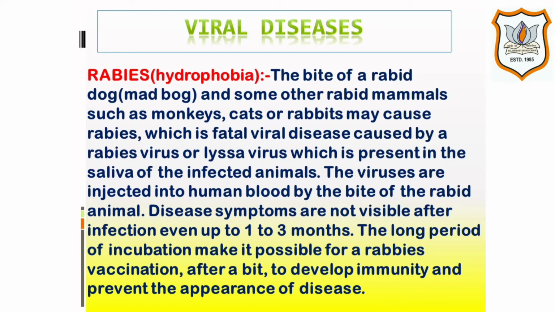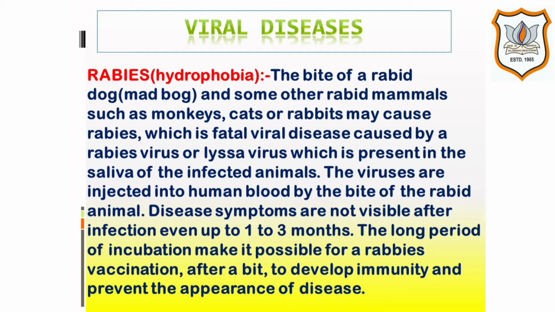Now the bite of a rabid dog, that is a mad dog, and some other rabid mammals such as monkeys, cats or rabbits may cause rabies, which is a fatal viral disease caused by the rabies virus or Lyssa virus, which is present in the saliva of the infected animals. The viruses are injected into the human body by the bite of the rabid animal.